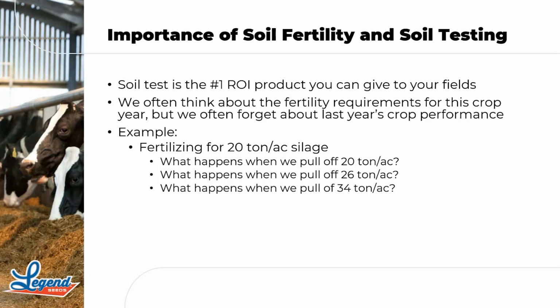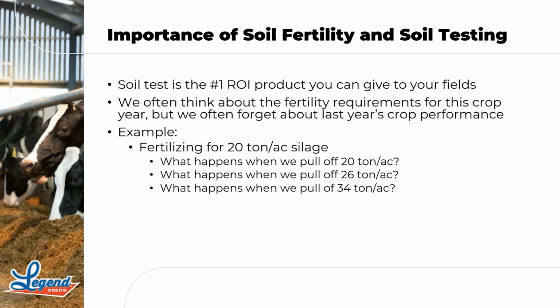So what happens when we pull that 20 ton off, right? We generally pull off the fertility that we plan for 20 ton corn silage. The problem becomes when we pull off 26 ton, 34 ton, we planned on this and we got double what we thought we were going to have. That's a good day, right? We got a lot more than we planned on.